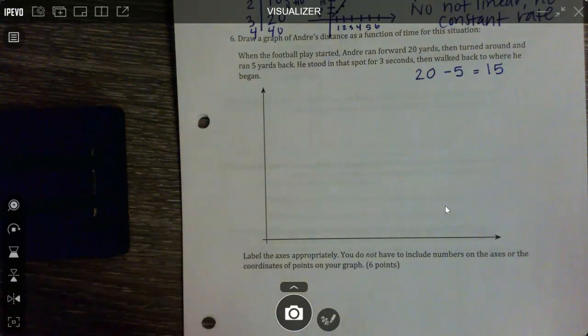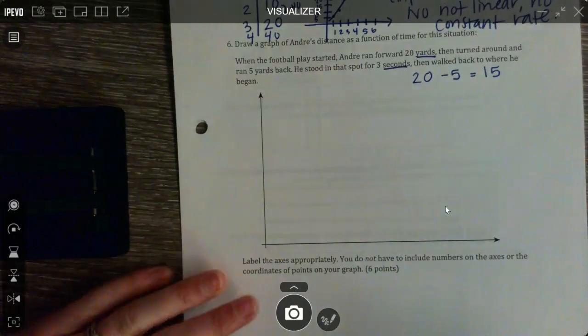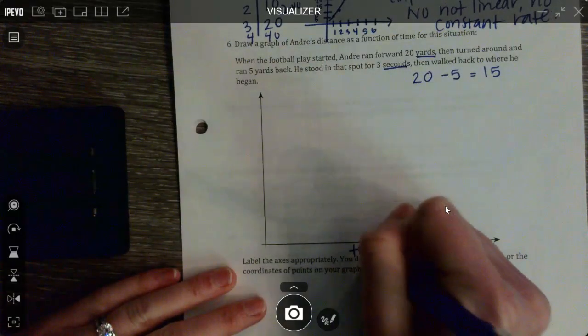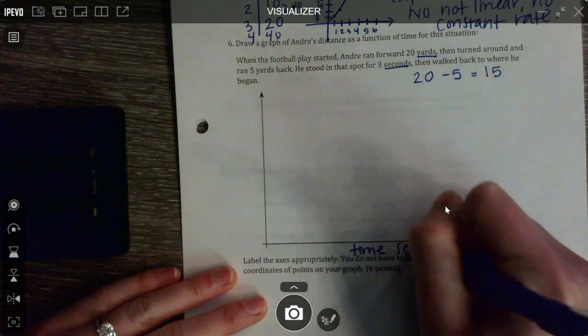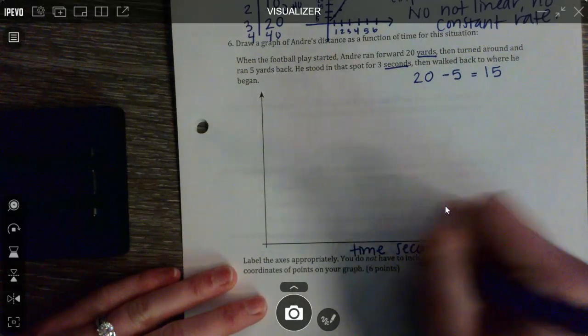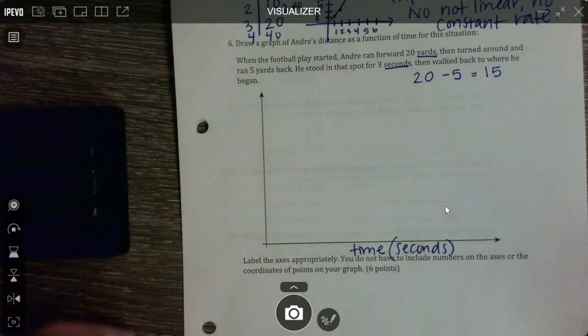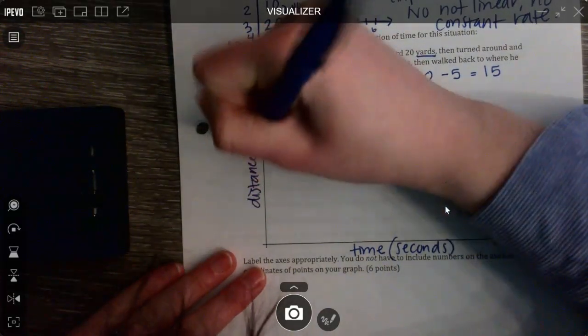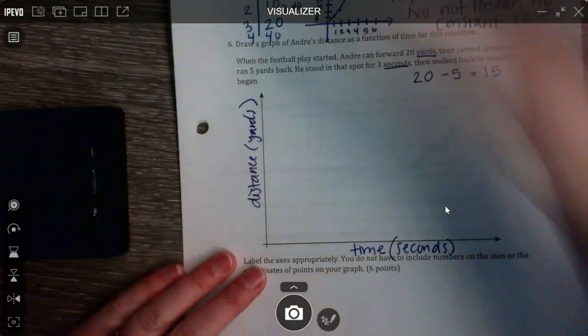Okay? So if I think about my labels, I know I've got yards, and I know I've got seconds. So I've got time and distance. Okay, I'm going to put time as my x value because depending on how much time, it tells me how far he went. So the yards is dependent on how much time went by. So I'm going to put distance on my y for yards.